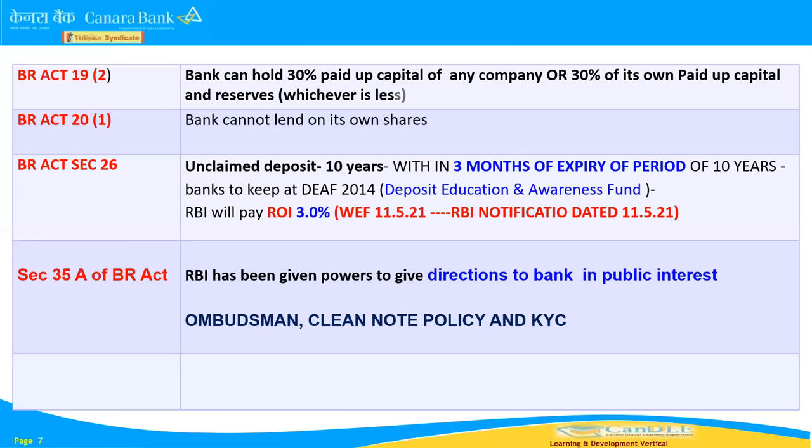After 10 years, the unclaimed deposit will be transferred to the DEA fund. DEA stands for Depositor Education and Awareness Fund. They will also ask the abbreviations. After 10 years, when the customer is not operating at all, we have to transfer the bank deposit. When do we have to transfer? Within 3 months of expiry of 10 years. That means after 10 years, 3 months time is available to transfer to the Reserve Bank of India DEA fund. This is what you have to know.